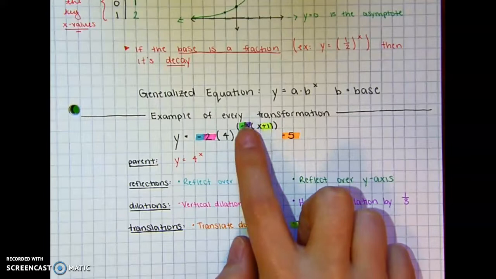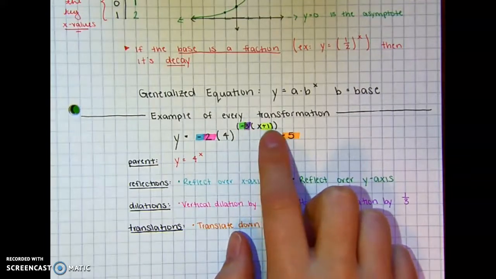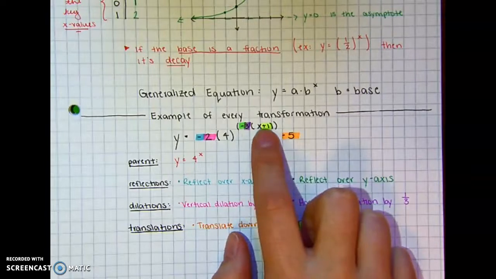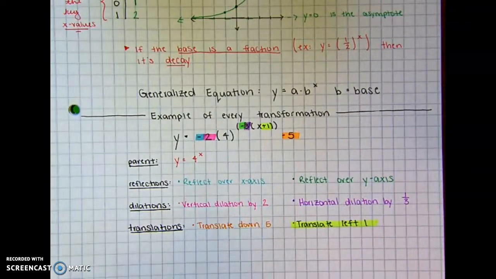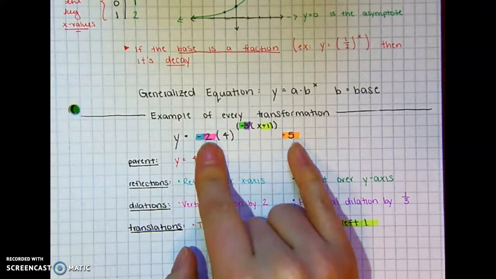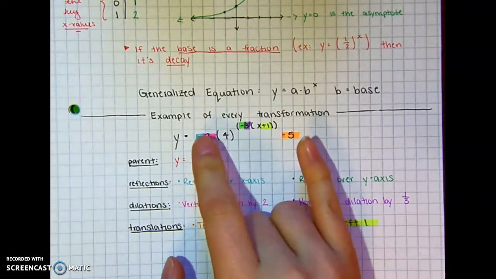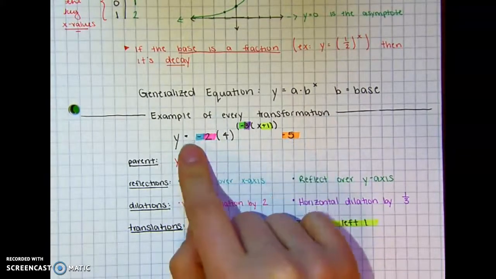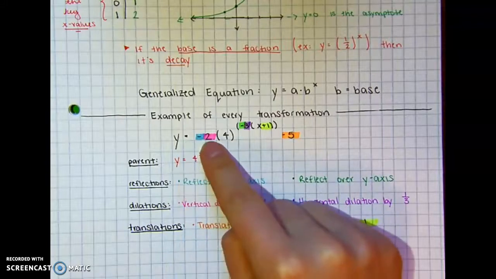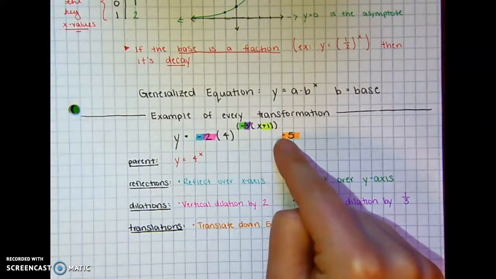It's important to keep the dilation factored out, because if it were multiplied in, you'd have to, this is still being translated left 1. Anything down below is affecting your y values. So reflection over the x-axis, vertical dilation by 2, translating down 5.